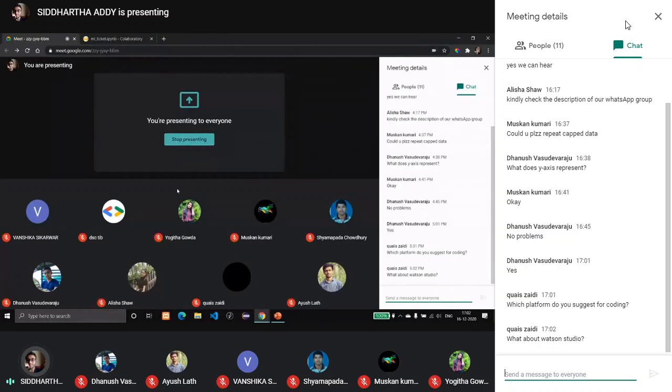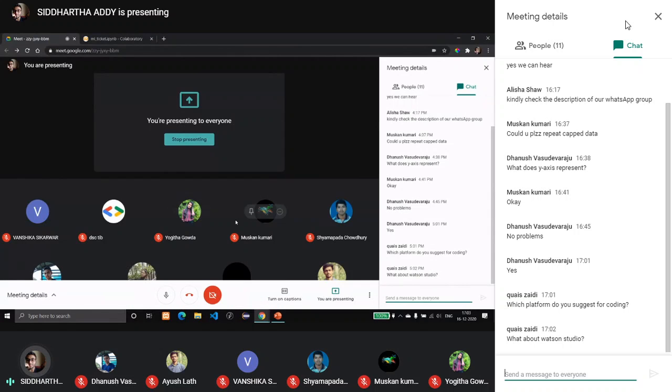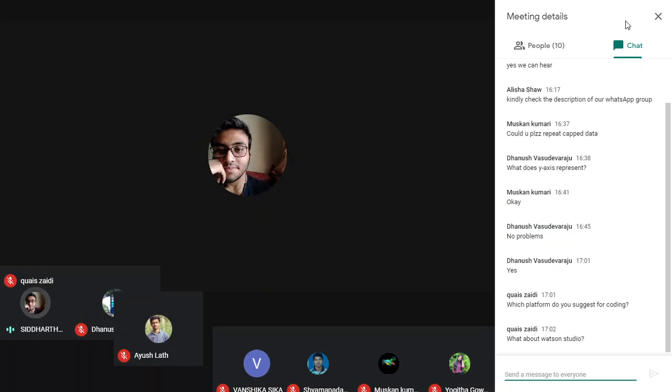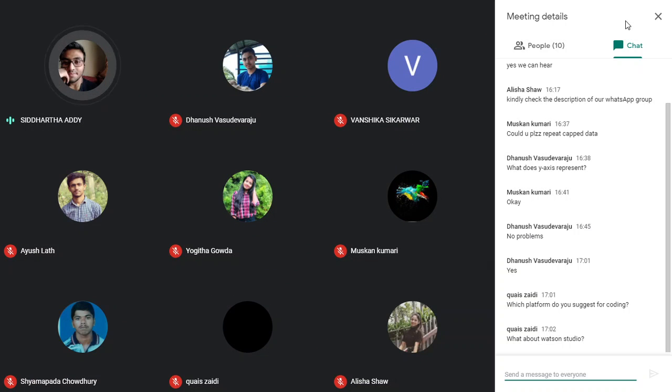What about Watson Studio? To be honest, I have not heard about Watson Studio. I have not heard about Watson Studio, but I personally use Visual Studio for all my developing purposes, and it is quite good, to be honest.